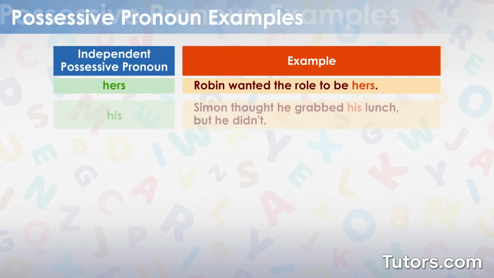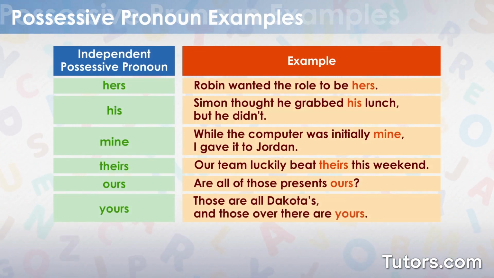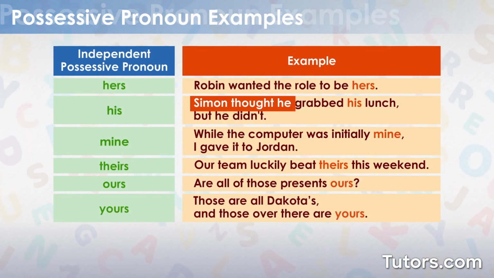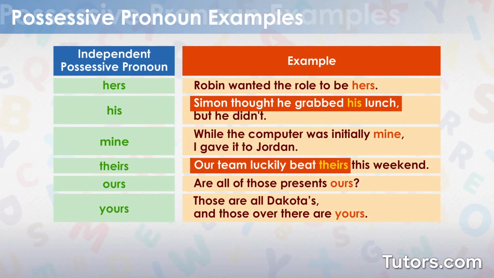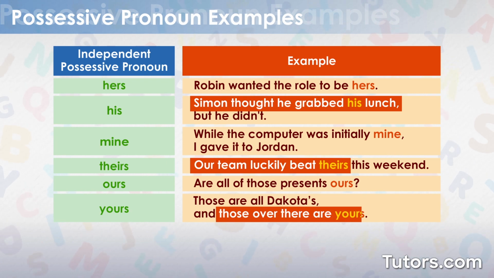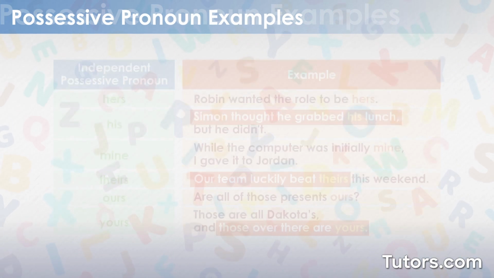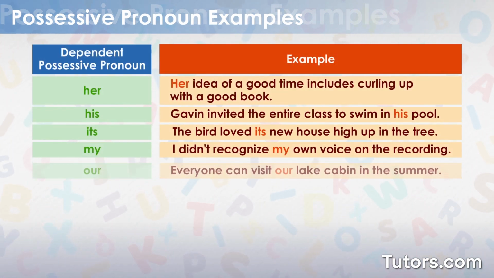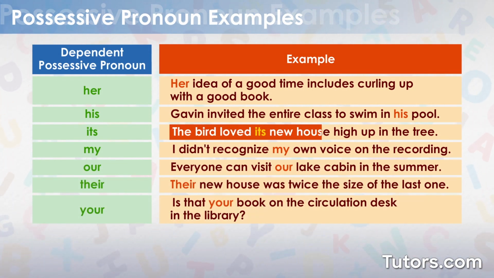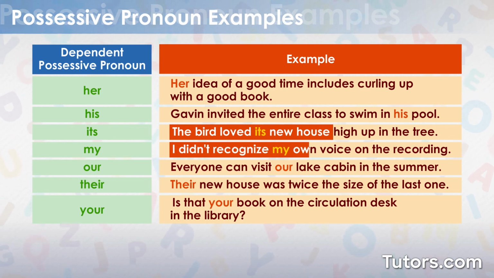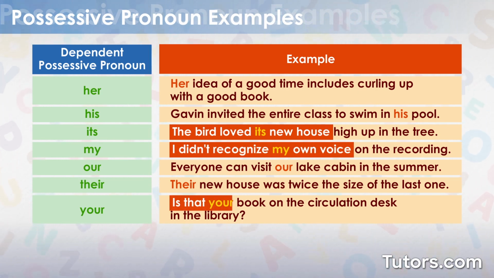Here are some example sentences using independent possessive pronouns. Simon thought he grabbed his lunch. Our team beat theirs. Those over there are yours. And these are example sentences using dependent possessive pronouns. The bird loved its new house. I didn't recognize my own voice. Is that your book?